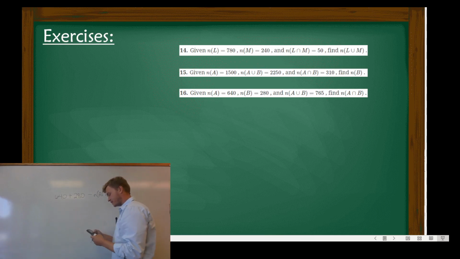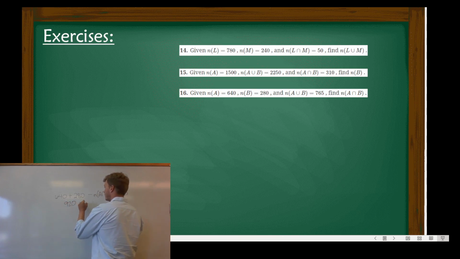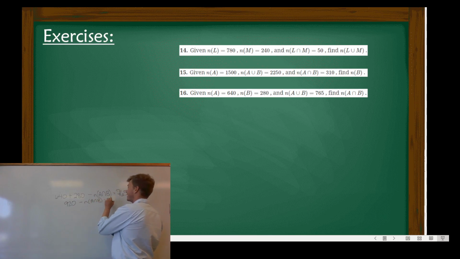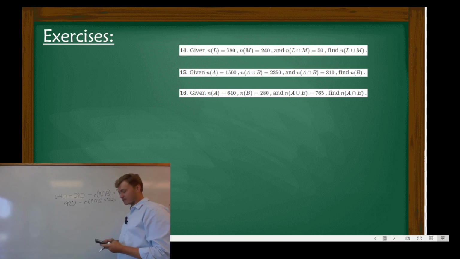So we'll start by adding 640 and 280. 640 plus 280 is 920. 920 minus the number of elements at the intersection will bring us down to 765. So what number am I subtracting? What's that number between 920 and 765? Well, I can subtract to find it. 920 minus 765 is 155.